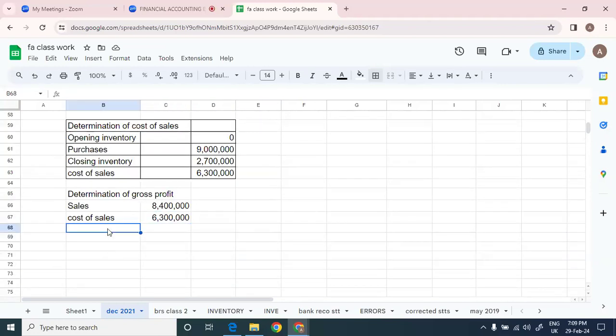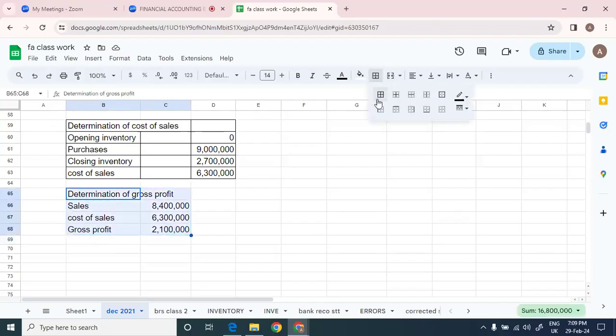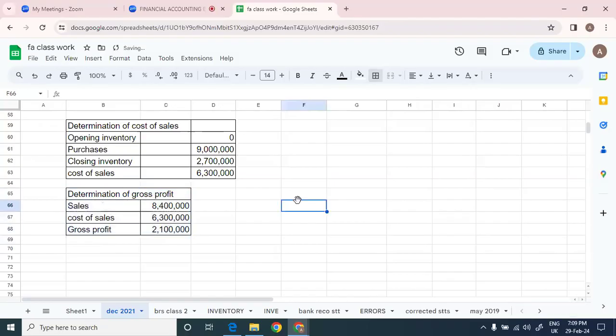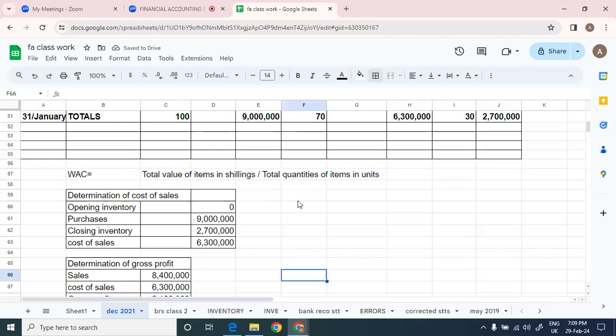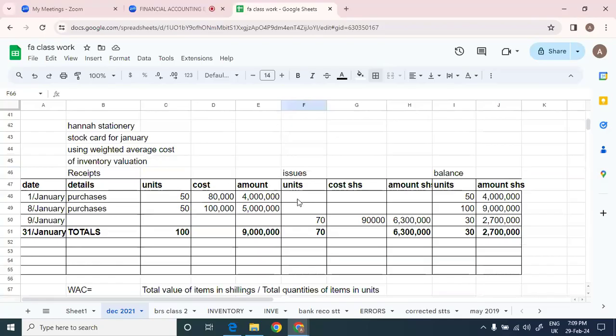Let's look at our gross profit. Therefore, our gross profit equals what? It will be equal to 8 minus 6.3. We are getting 2.1. This is how we go on to determine our gross profit. A conclusion. Let's compare the two profits and we see. Here is 2.4. Here is 2.1.